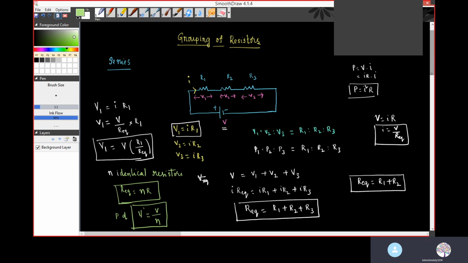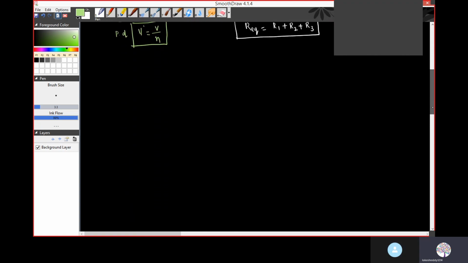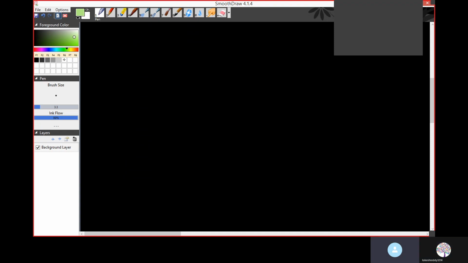Now we will discuss grouping of resistors in parallel. Let us take the resistors in parallel.